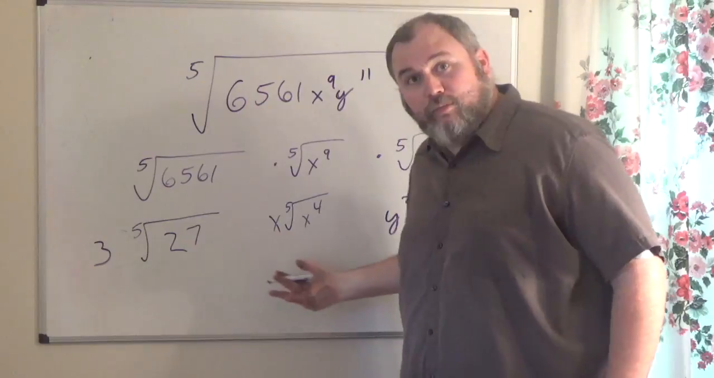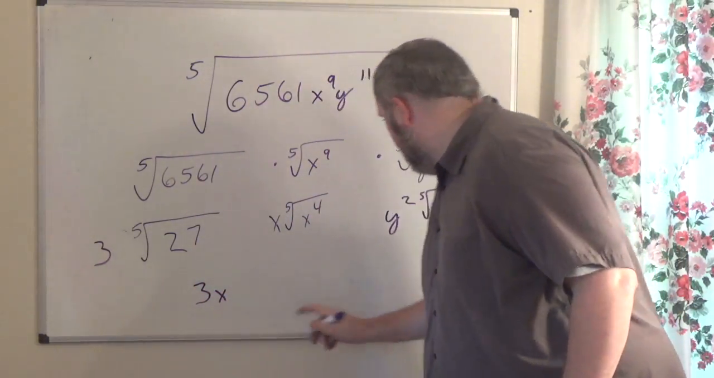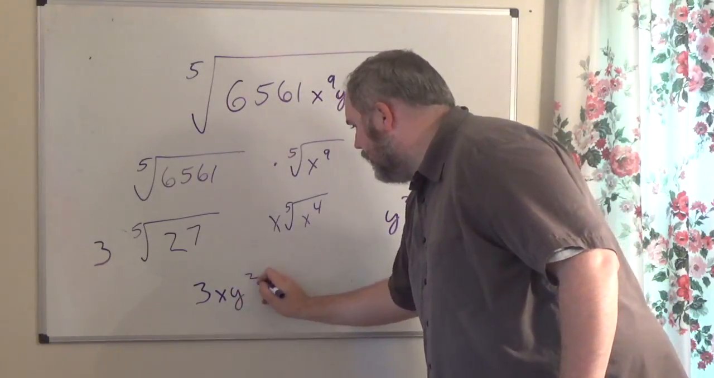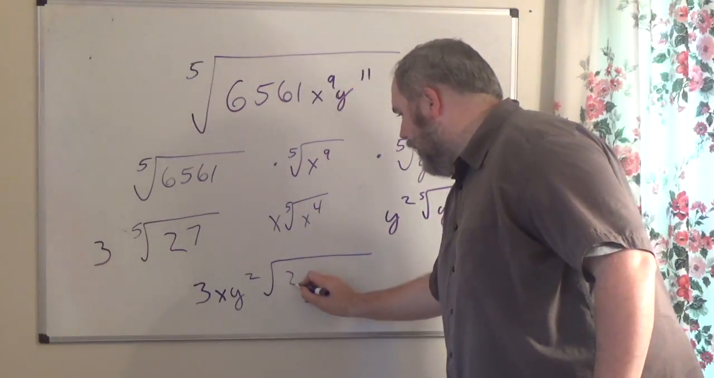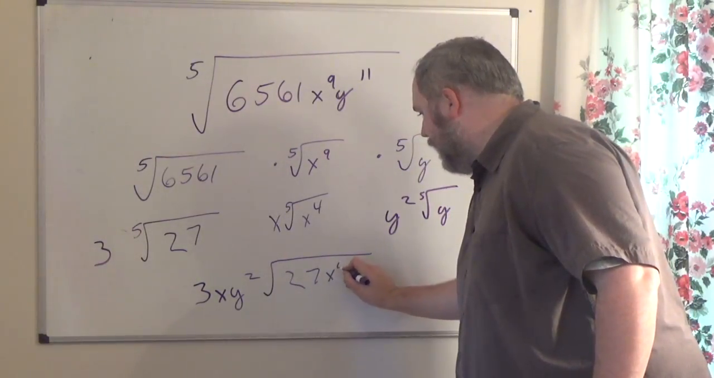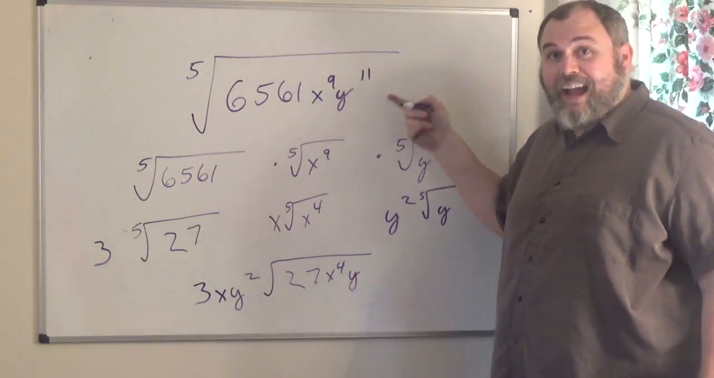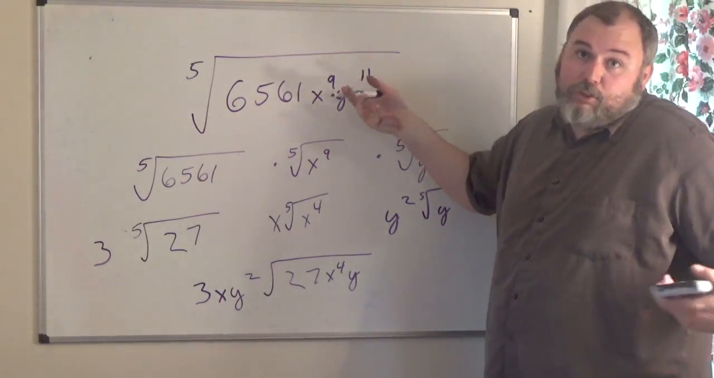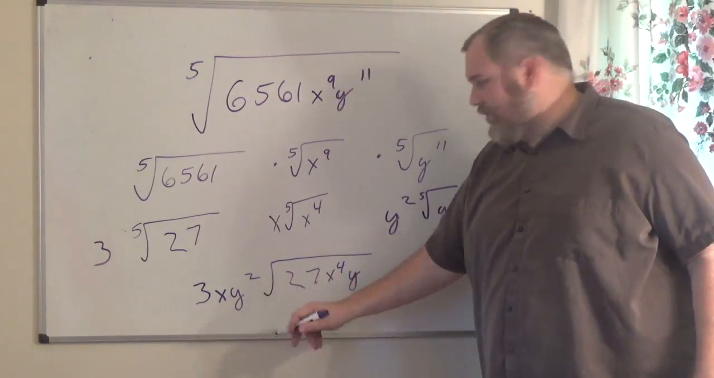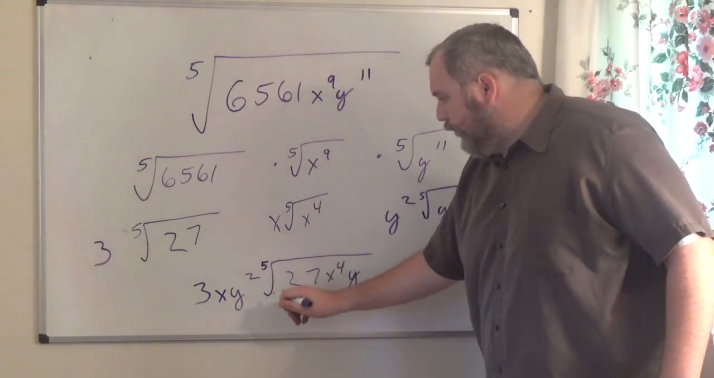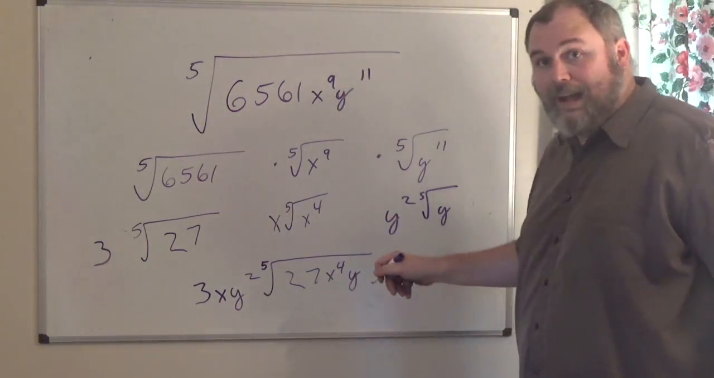My outside terms can get mushed, and that gives me 3 times x times y squared. My inside terms can get put together, and I get 27 times x to the 4th times y. So this, or excuse me, we try to simplify the radical, that's a better statement, is 3xy squared times the 5th root of 27x to the 4th times y.